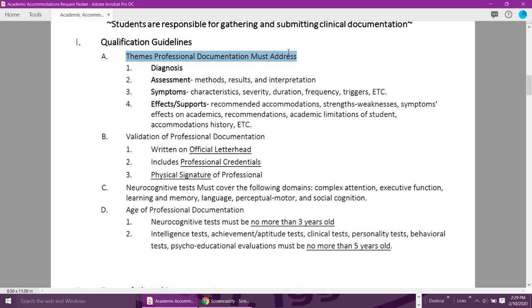Themes professional documentation must address. 1. Diagnosis. 2. Assessment. This means the methods, the results, and the interpretation. 3. Symptoms. Refers to characteristics, severity, duration, frequency, triggers, etc. 4 is effects and supports. This refers to recommended accommodations, strengths and weaknesses, symptoms, effects on academics, recommendations, academic limitations of student, accommodations history, etc.